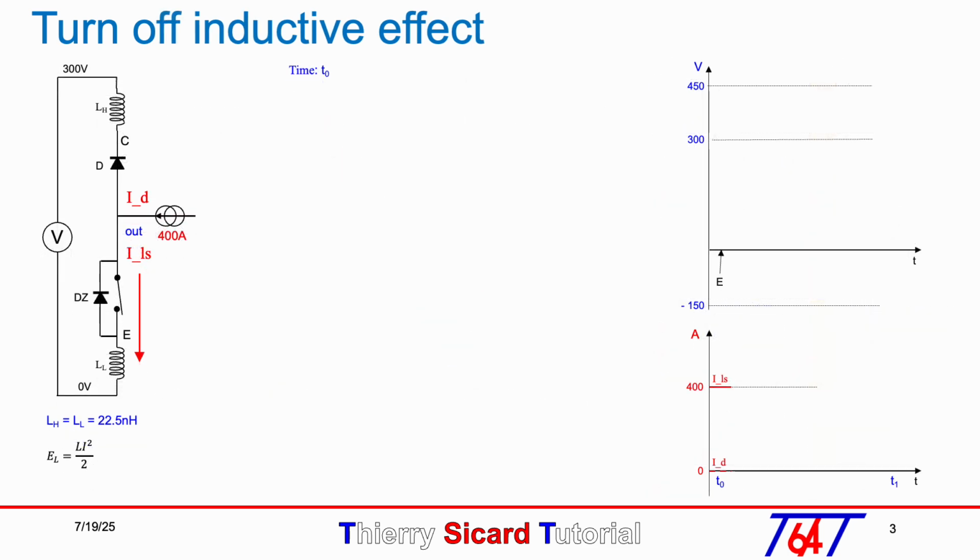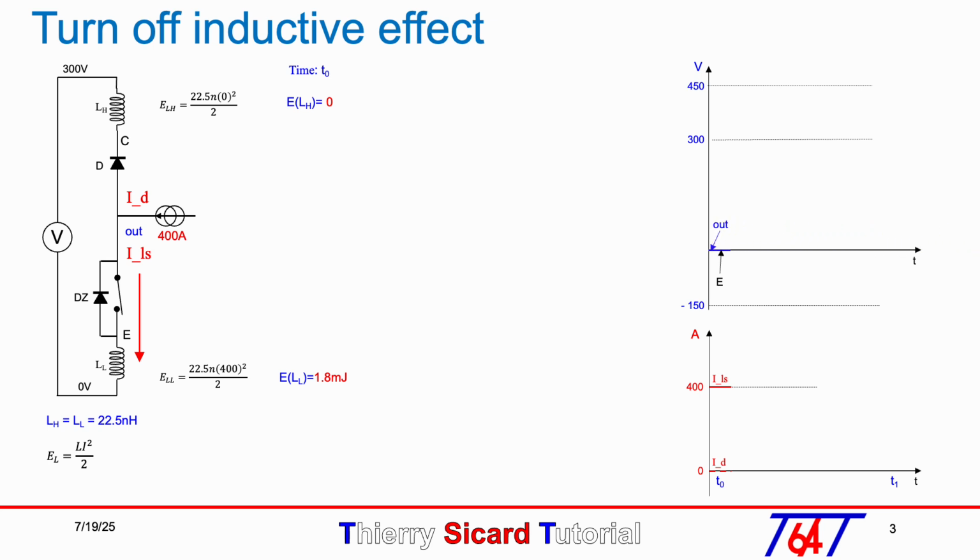Now we continue with the explanation of energy losses during turn-off. At t equal t0, the ideal switch is closed. The current source replacing the load current injects 400 amp into the closed switch and into the parasitic inductance LL, indicated by the red arrow. The energy stored in the 22.5 nanohenry LL inductor is equal to 1.8 millijoule. However, since no current flows through the LH inductor, the energy is zero. Since this is an ideal switch, the output voltage is 0 volt.